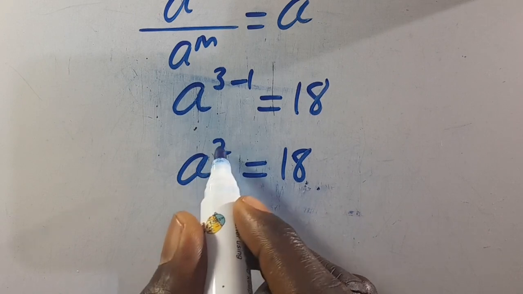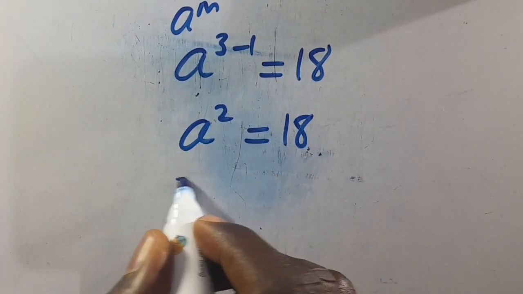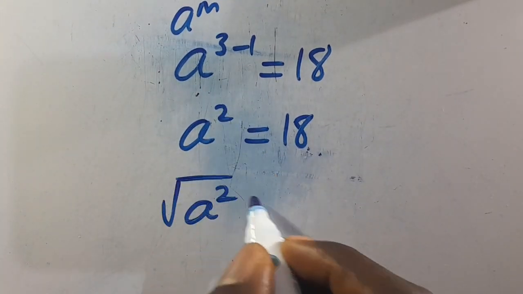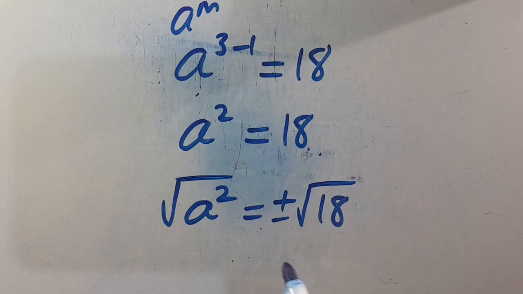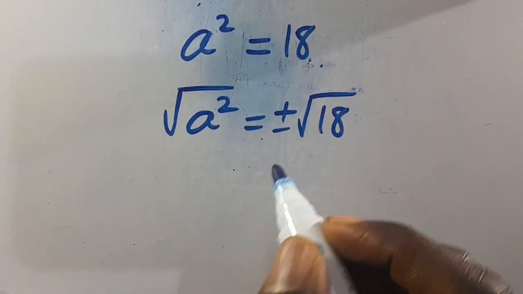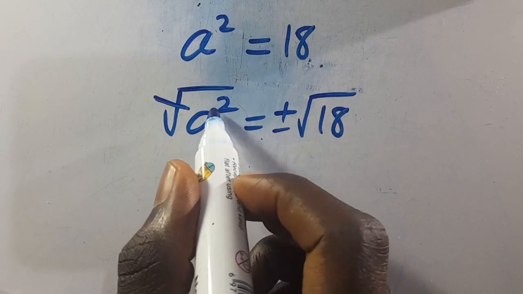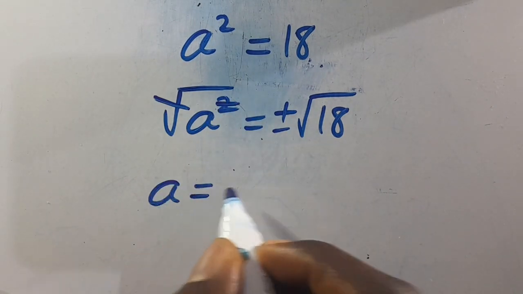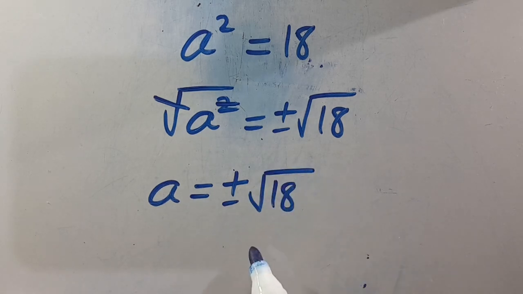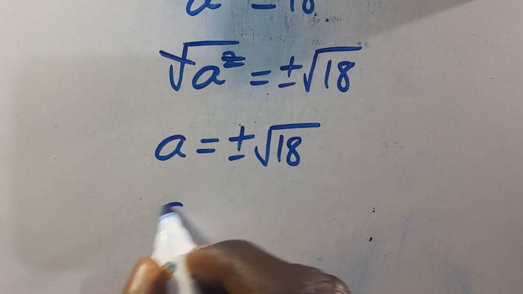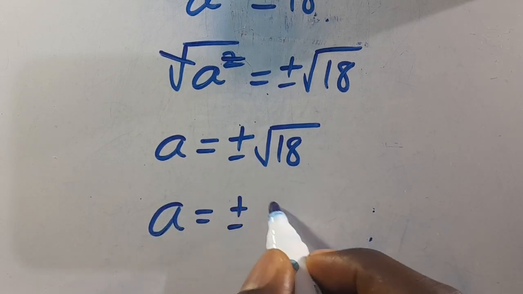So to eliminate this square, we take the root of a square equals positive or negative root of 18. Here, we cancel this power 2, and we have a equals positive or negative root of 18.